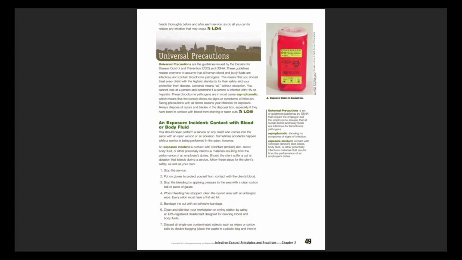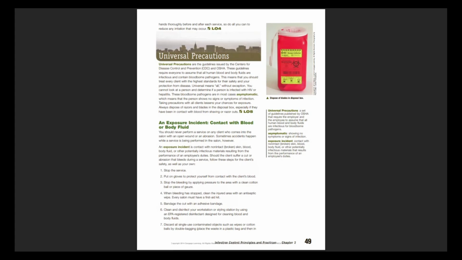Universal precautions. Universal precautions are the guidelines issued by the Centers for Disease Control and Prevention, CDC, and OSHA. These guidelines require everyone to assume that all human blood and body fluids are infectious and contain blood-borne pathogens. This means that you should treat every client with the highest standards for their safety and your protection from disease. Universal means all without exception.